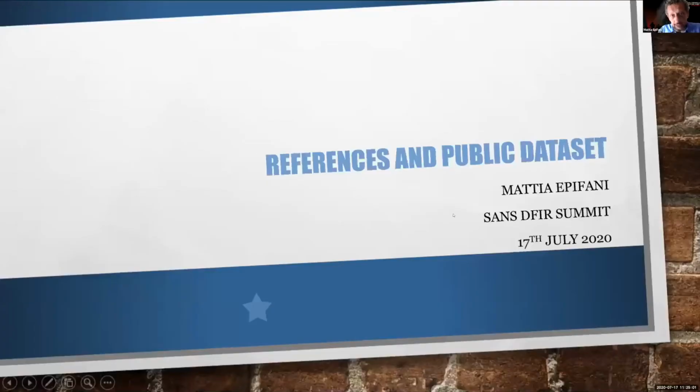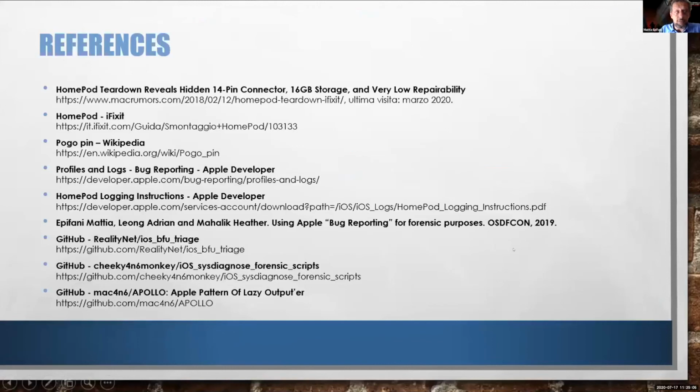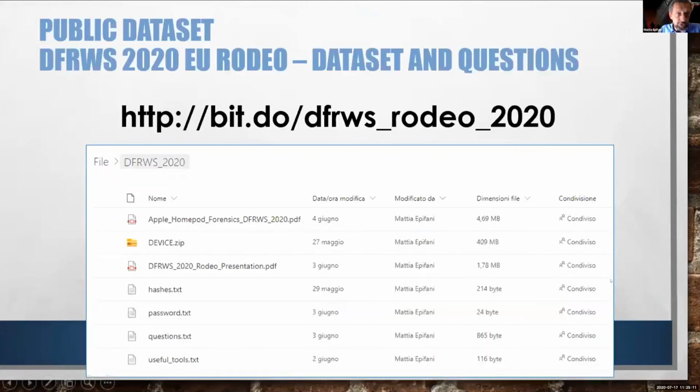And last slide, these are some of the references and some resources. If you want to play a bit with this kind of stuff, this is public. This was the data set from the DFIR WS 2020 EU rodeo that ran in June. From this URL, you can download the device.zip, which is the image of an iPhone. You can see a password.txt file, you can unzip it, and you can try answering questions. We have some tools suggested. You have the presentation of the rodeo, and I will upload this presentation in this folder too if you want to have it in the same place.